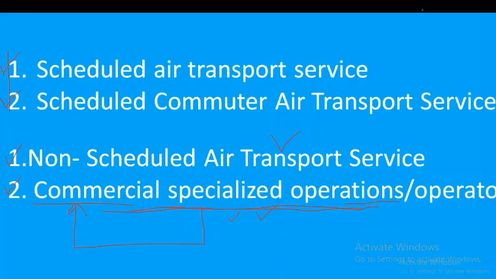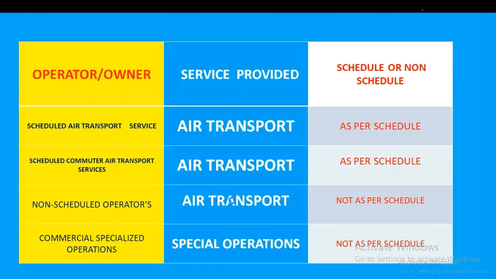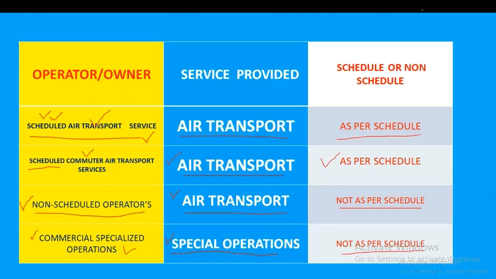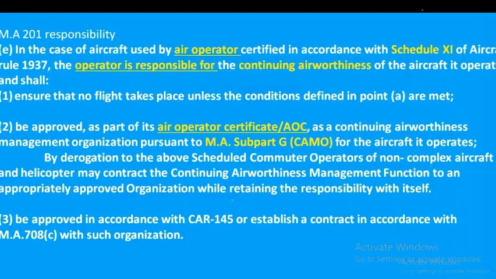Okay, last one is non-scheduled. In non-scheduled, there are two types. One is non-scheduled air transport provider, the other is non-scheduled commercially specialized operations. Okay, so you should understand these types of operators available in India.